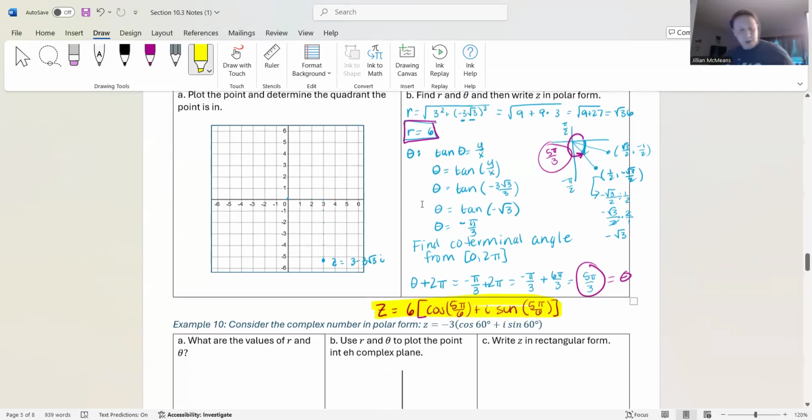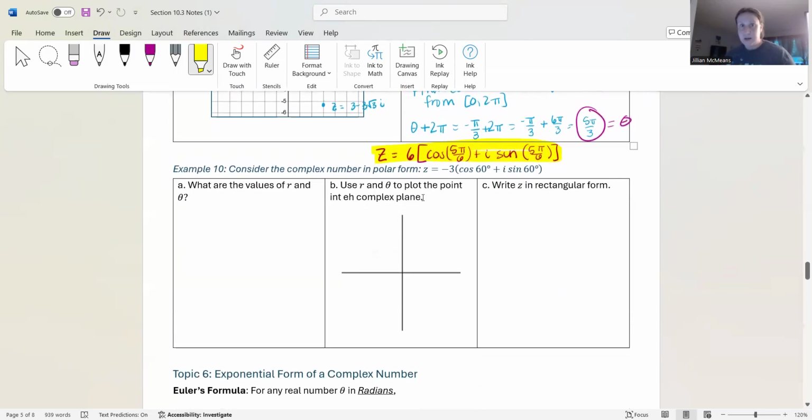Okay? One more example, and then we are at the end of this video. So example 10 says, consider the complex number in polar form, z equals negative 3 cosine 60 degrees plus i sine 60 degrees. Okay, what are the values of r and theta? Well, here we have that r is equal to negative 3 and theta is equal to 60 degrees.